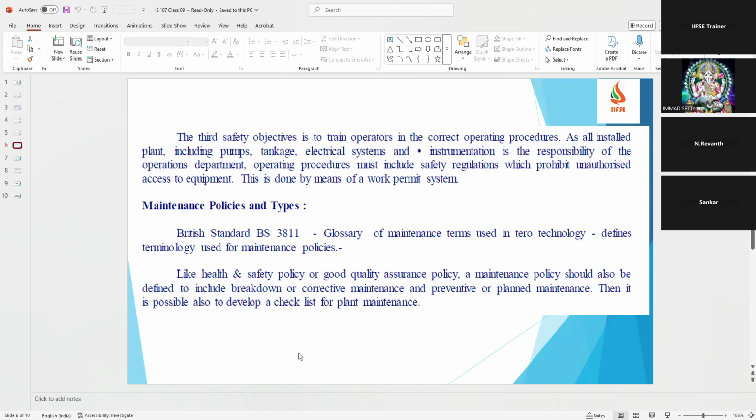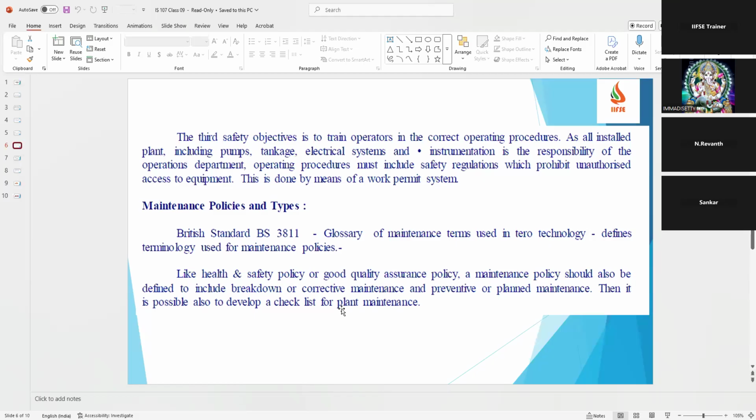for further detail, like health and safety policy, good quality assurance policies, maintenance, preventive or planned maintenance. Then it is possible also to develop a checklist for the plant maintenance. Definitely yes, for a maintenance, definitely they have a checklist. Based on the checklist, they will do a thorough examination of the equipment or machinery.